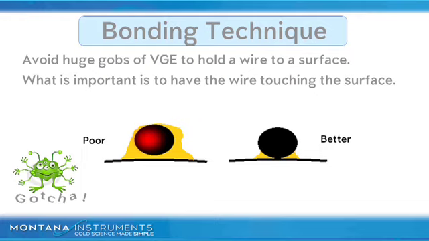Let's talk about wires first. Here are 2 examples of a wire being lagged to a surface. We often use VGE, also called GE varnish 5031. It is solid at room temperature and can be removed with acetone. You get a small tube with a cryostation for mounting your samples and wires. What is important here is that the wire touches the surface.